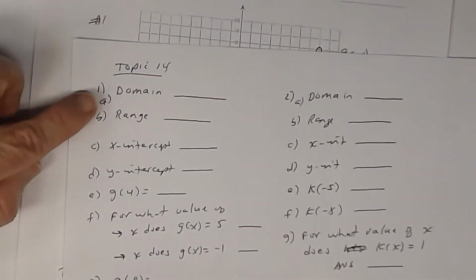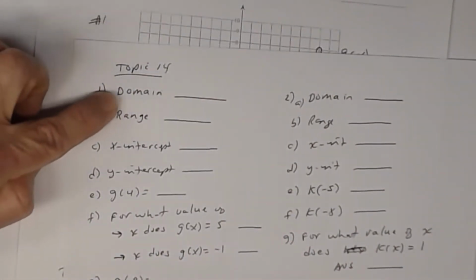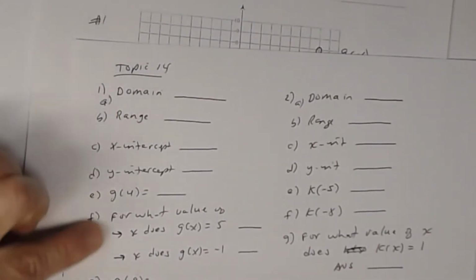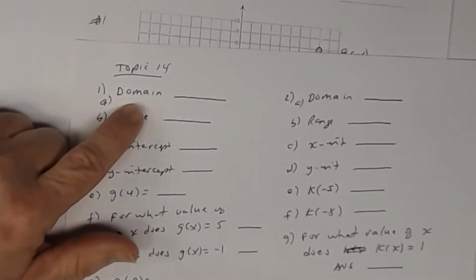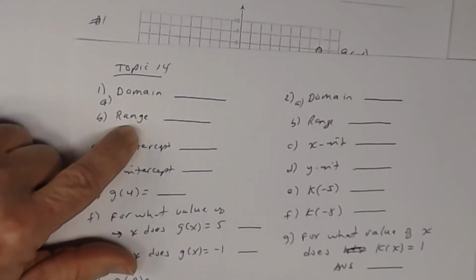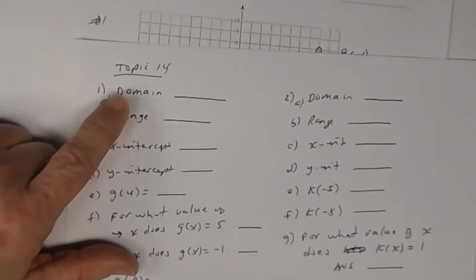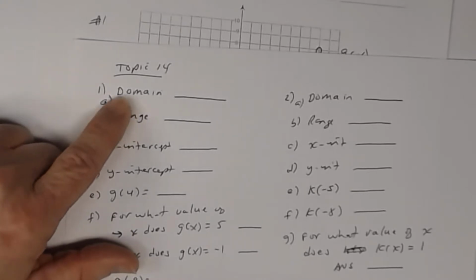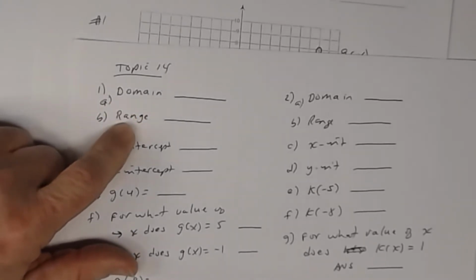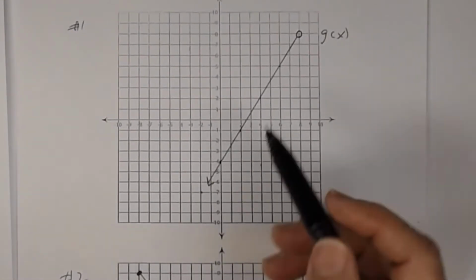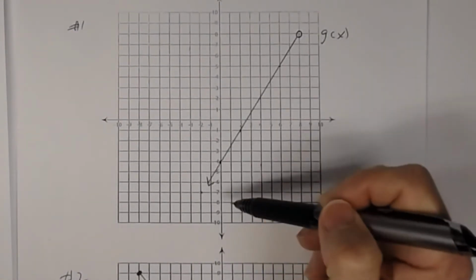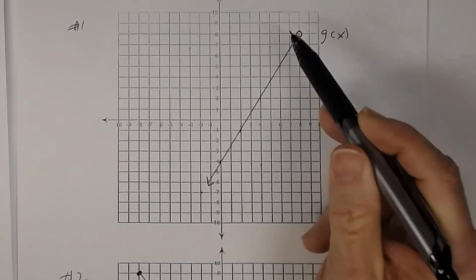Here the question is number one. You want to find the domain, range, and this other information that you see. Remember, the domain is a set of x coordinates. The range is a set of y coordinates. So the question is this: if I want to find the domain of this function, and by the way, this is a function because it passes the vertical line test.